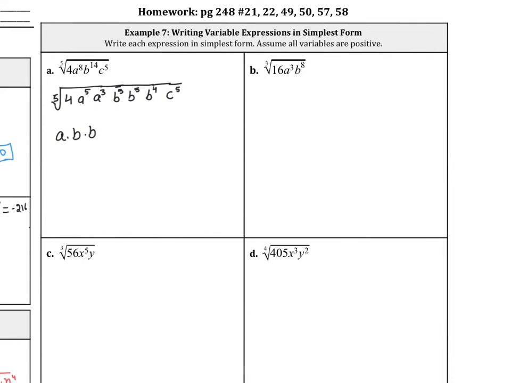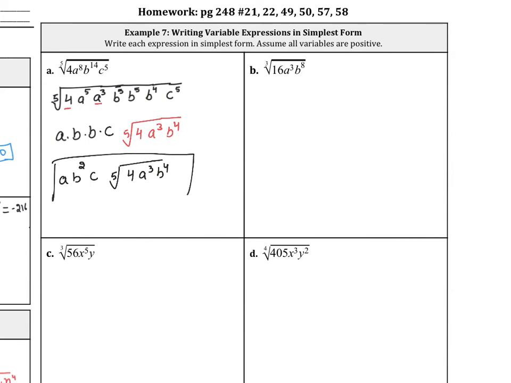And lastly you have c to the power 5. So 5 and 1 over 5 cancel, so c is outside. Now what is left inside? Left inside is the number 4, a to the power 3 and b to the power 4. So outside would be a b squared c, and inside would be the 5th root of 4a cubed times b to the power 4, and that's going to be your final answer.